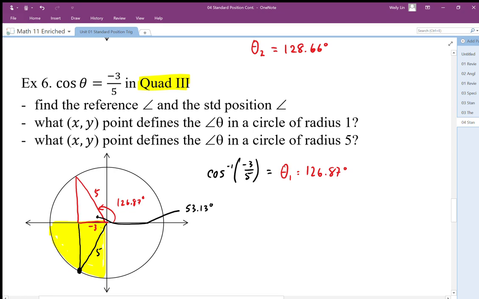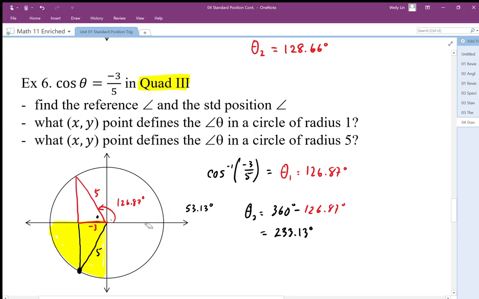So I could use my reference angle and add it to 180. I'm going to do it slightly differently, and there's a formula for this. 360 degrees minus, because of the symmetry going in this direction, I'm going to minus 126.87 degrees. When I do that, I end up with 233.13 degrees, and that is in the right quadrant. So 233.13 degrees in quadrant 3. That is correct.